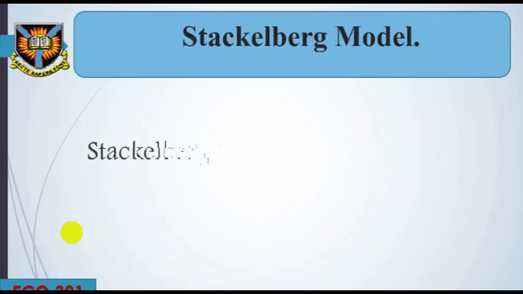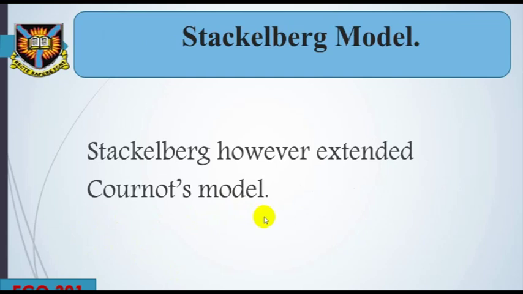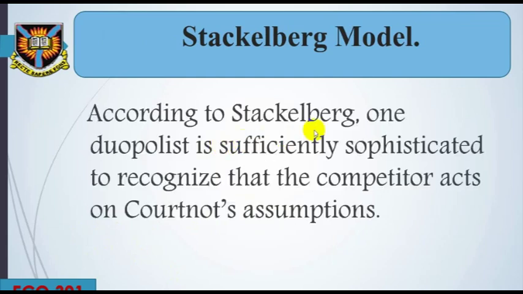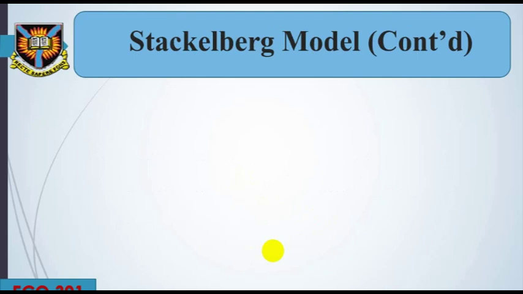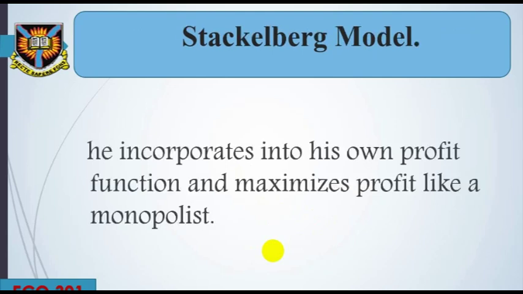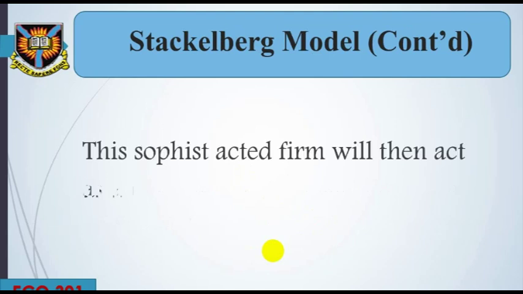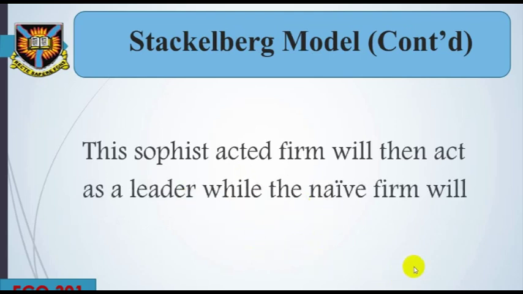Stackelberg, however, extended Cournot's model. According to Stackelberg, one duopolist is sufficiently sophisticated to recognize that the competitor acts on Cournot's assumptions. The sophisticated firm then determines the reaction function of the naive firm, which he incorporates into his own profit function and maximizes profit like a monopolist. This sophisticated firm will then act as a leader, while the naive firm will act as a follower.